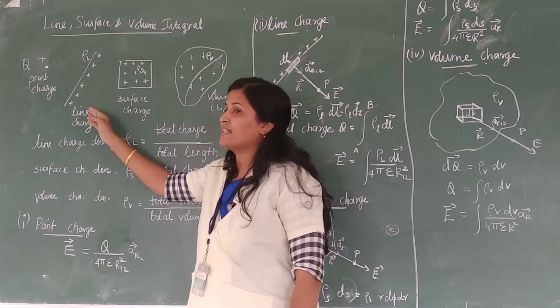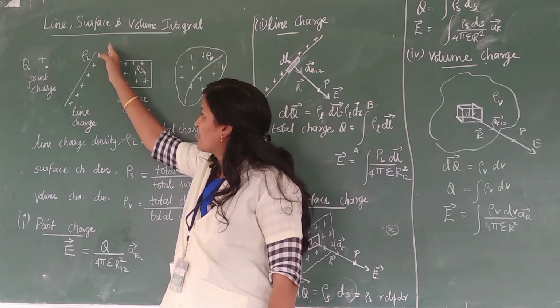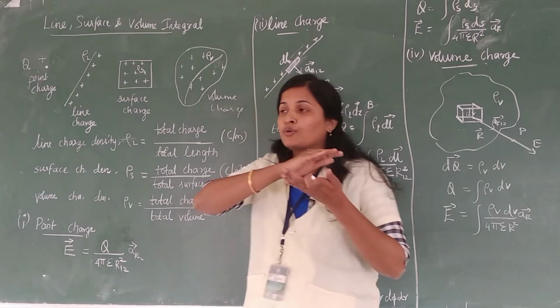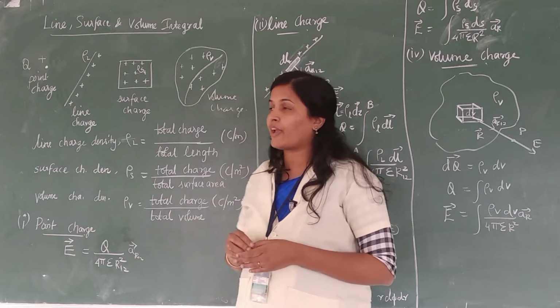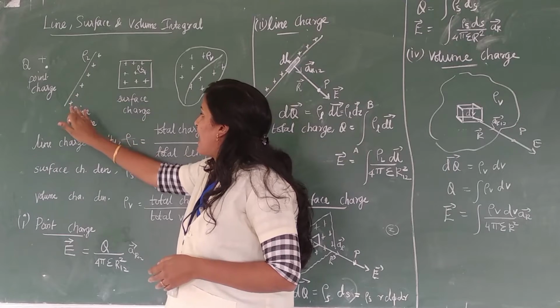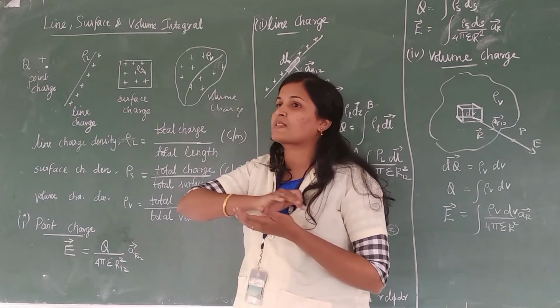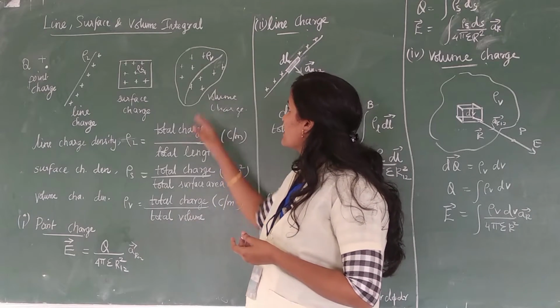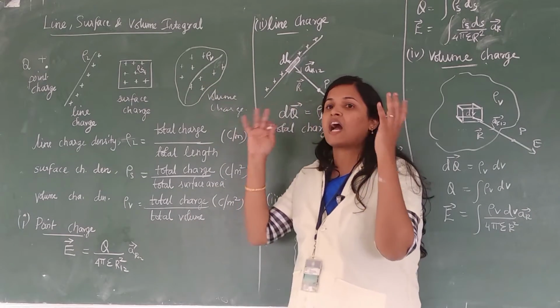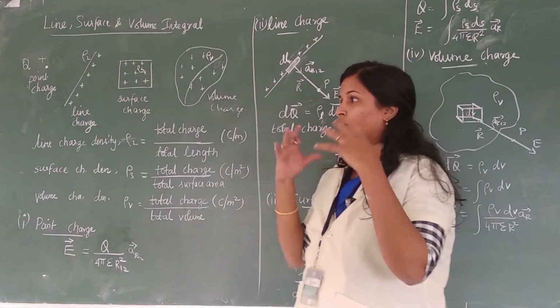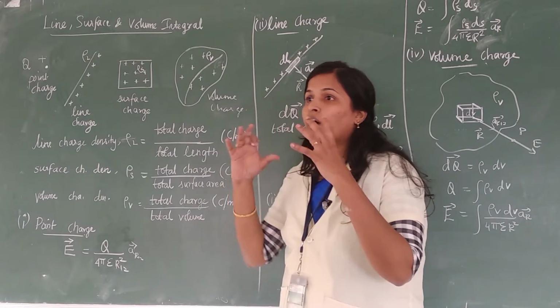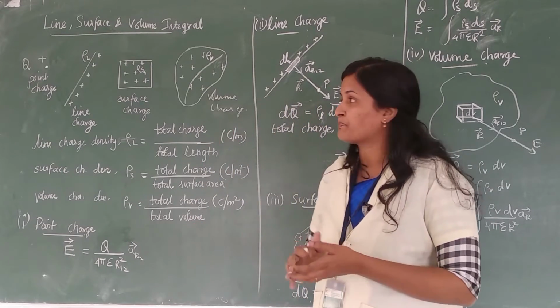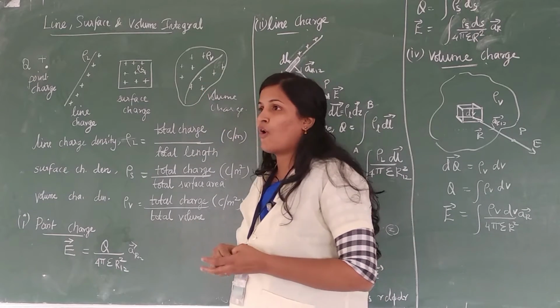And what is a line charge? If the charge is distributed along a line, then it is called a line charge. For a surface charge, the charge is spread over a surface. And if a charge is occupied in a cubic shape or some shape, then it is called a volume charge.